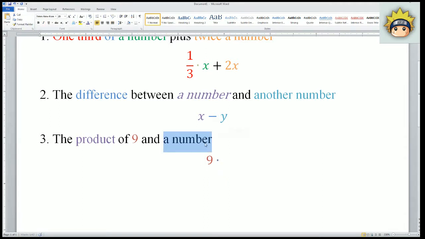Then a number, right? We can make that orange if you want. And that's a number, so you pick any variable you want. For this one, I'm just going to pick x. So 9's right here, product, the dot, a number, which is orange, x. You could also write it like this. This would also be acceptable as the answer, because sometimes you don't really have to write the dot. You can just put it right next to each other. So these are both acceptable answers.